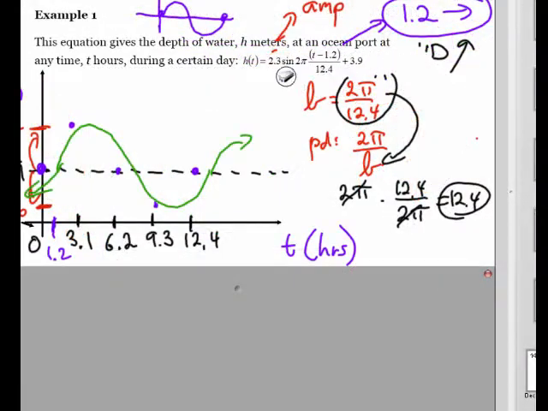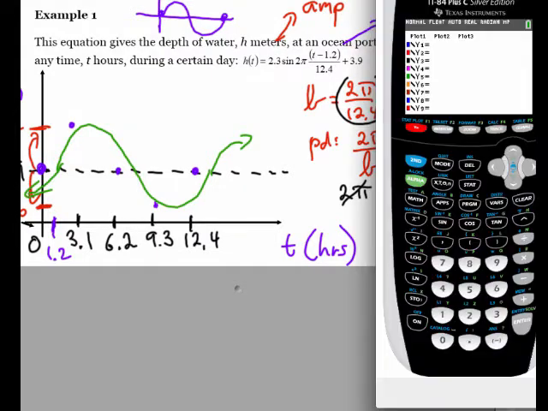Alright, so let's type this equation in. Let's just erase that so we can see the equation. And we're going to go 2.3 the sine. Now be careful here that all of this 2 pi up to the end of this bracket here gets within the domain, or within the interval of the sine here. So I'm going to bracket 2 pi times x minus 1.2 divided by 12.4. All of that's within the effect of the sine.